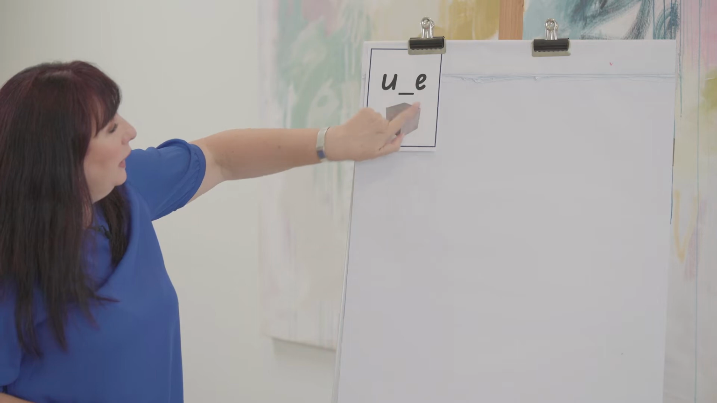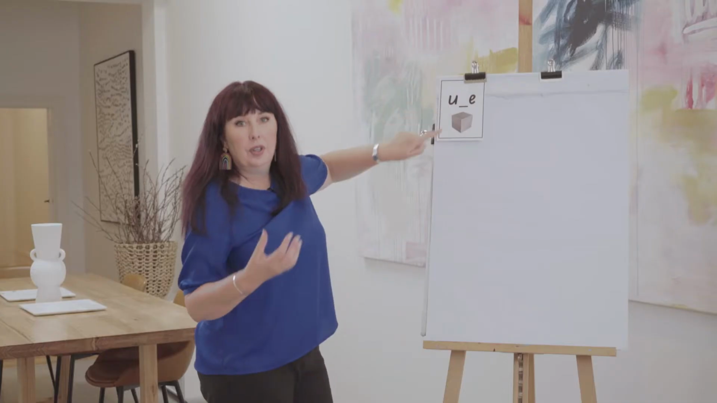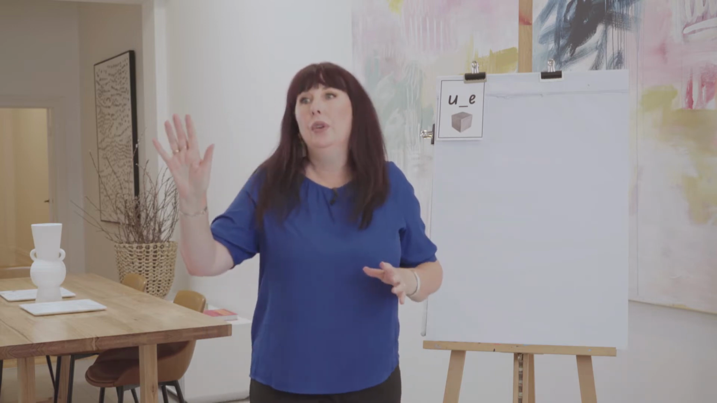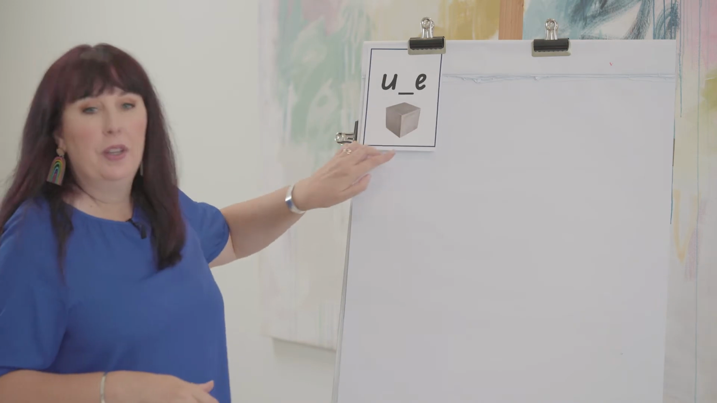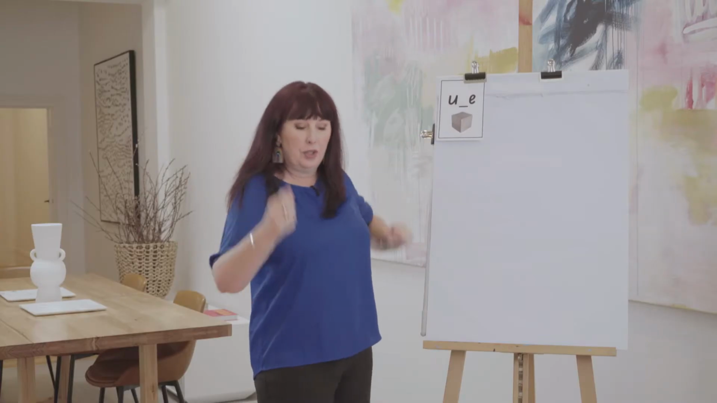U, E, cube, U. Makes a real U sound, like I'm saying, hey you, cube. Can you say cube with me? Cube, cube, good job. Let's get our writing fingers ready. Okay, we're going to do some writing together.